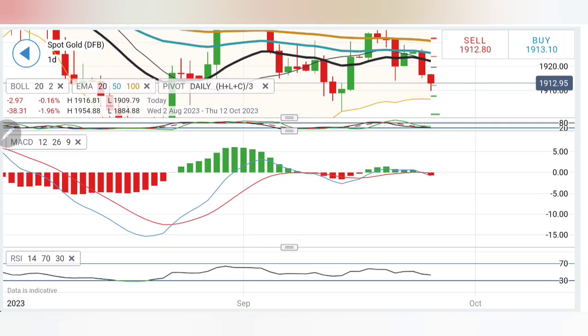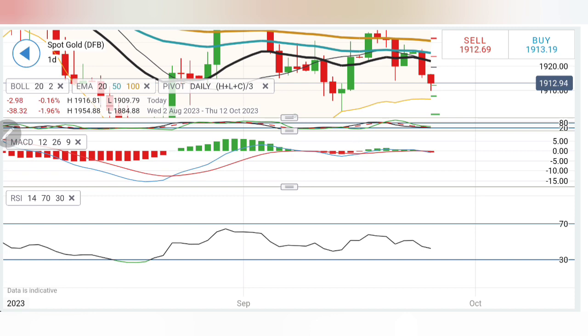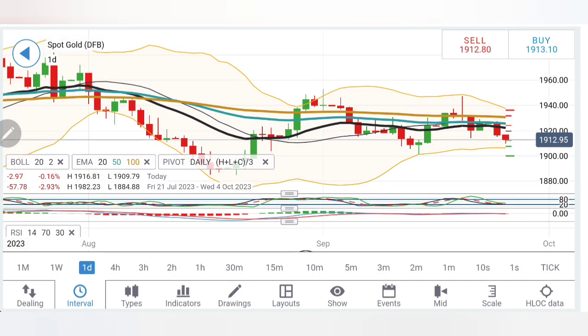The stochastic is at the bottom, MACD is divergent and bearish, it is looking downwards. RSI is also looking downwards here. Now, considering this, earlier in the day we discussed that at 1913 you can sell, and there are supports at 1910, then 1904, and then 1900 levels.